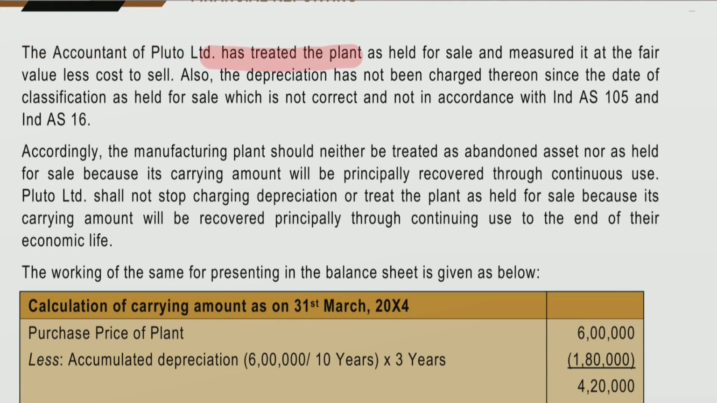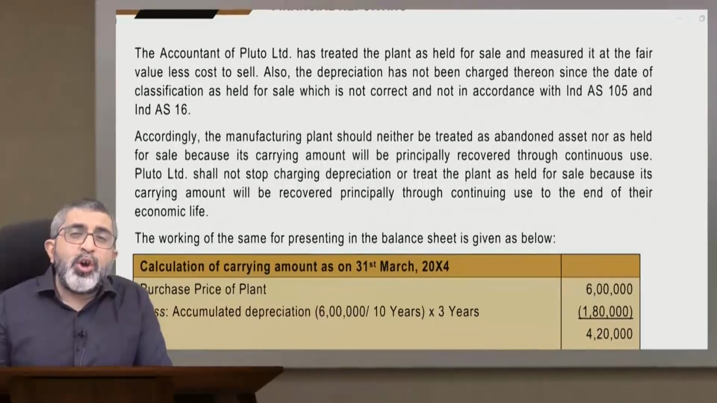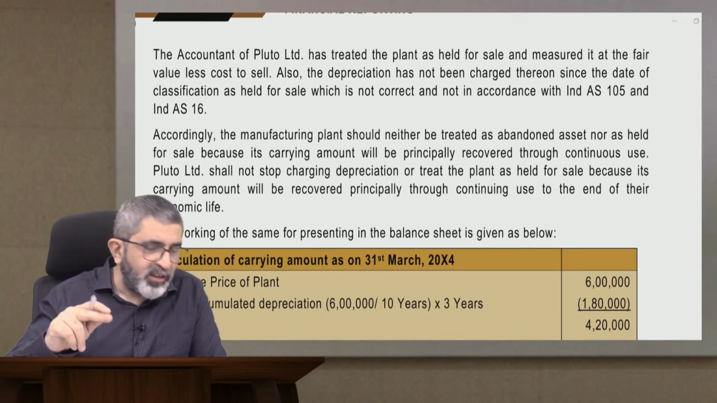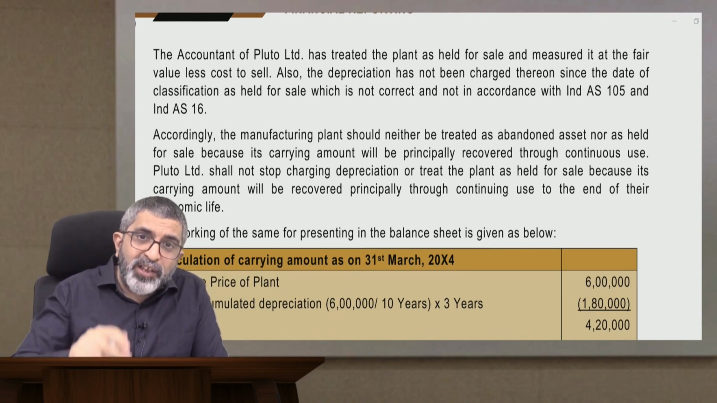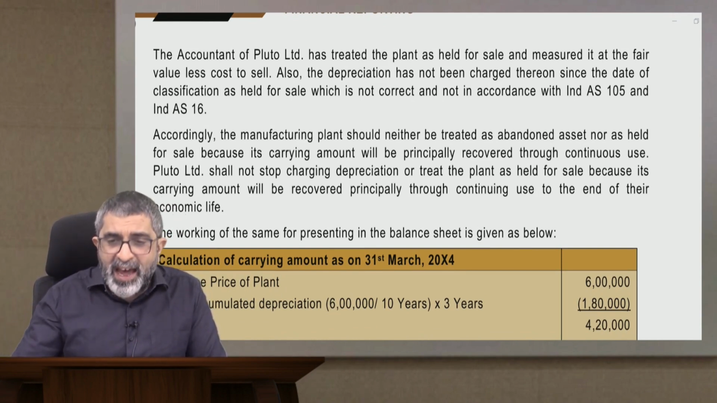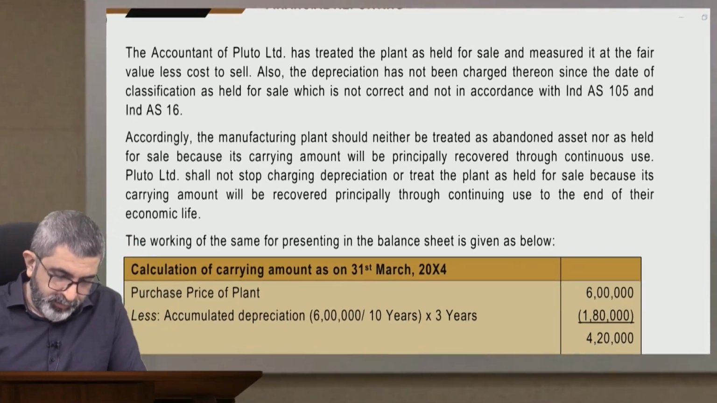The accountant of Pluto Limited has treated the plant as held for sale and measured it at fair value less cost to sell. Also, the depreciation has not been charged thereon since the date of classification as held for sale, which is not correct in accordance with Ind AS 105 and 16. So the Ind AS 105 error is not that you haven't charged the depreciation. As per Ind AS 105, you have wrongly classified this under held for sale. The mistake as per Ind AS 16 is that you have stopped charging the depreciation where the asset is still likely to be used.